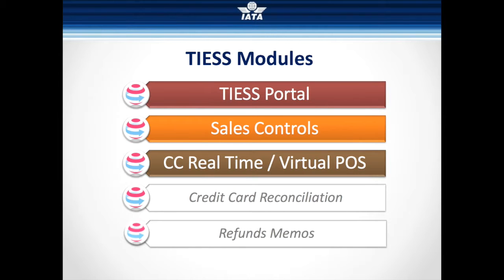TIESS can be seen as a similar operation to the BSP. You can see invoices containing credit sales, cash sales, and all the clearing that goes with it, relating to commissions, taxes, and all of that happening on standard consolidated reports.